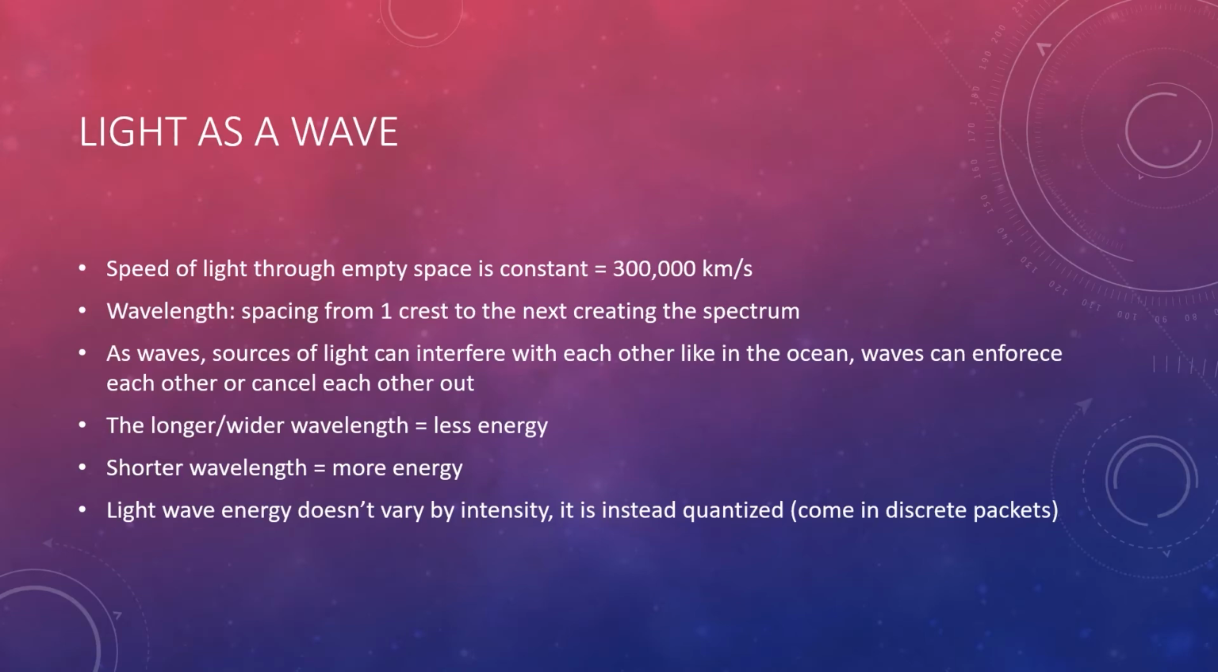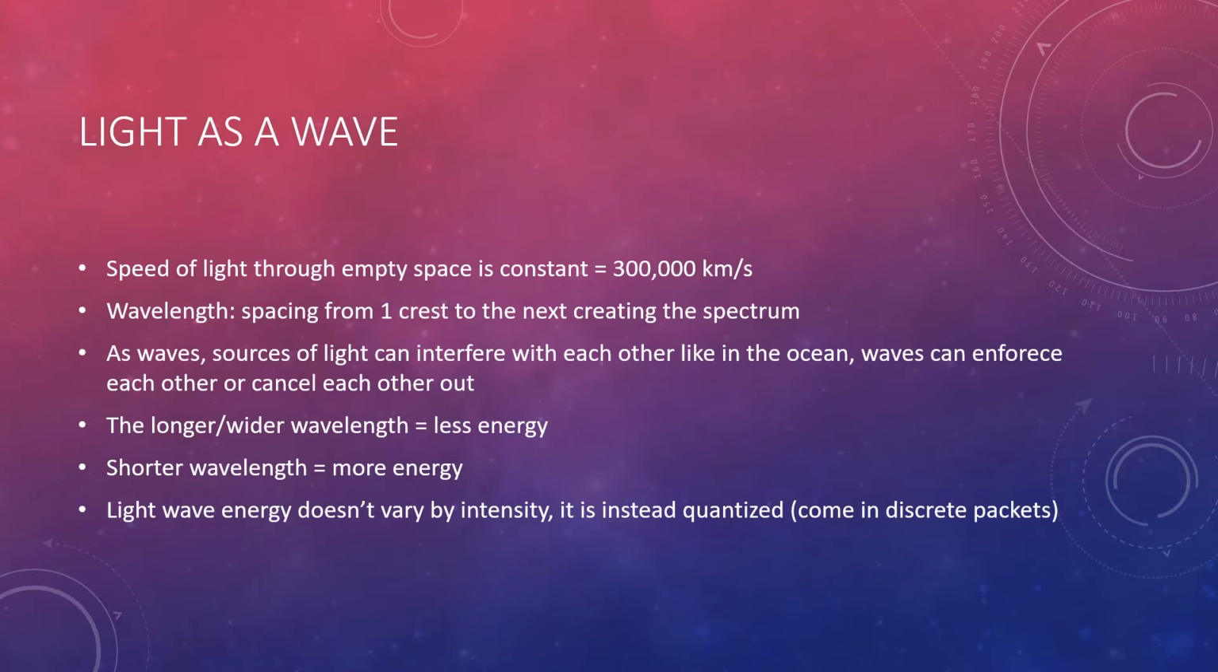As we've learned previously, and as you should have learned in physics, light acts as a wave and a particle all at once. In this case, we're going to be focusing on light as a wave. As a wave, light is called an electromagnetic wave or electromagnetic radiation, and the speed of light through empty space is pretty constant at about 300,000 kilometers per second. This is what we know as the speed of light.